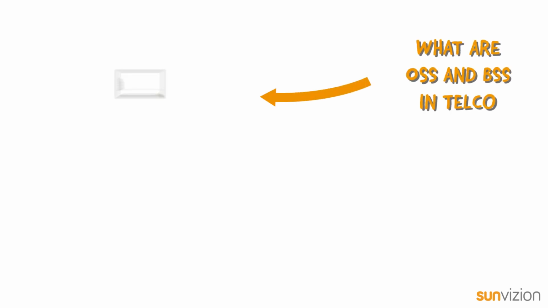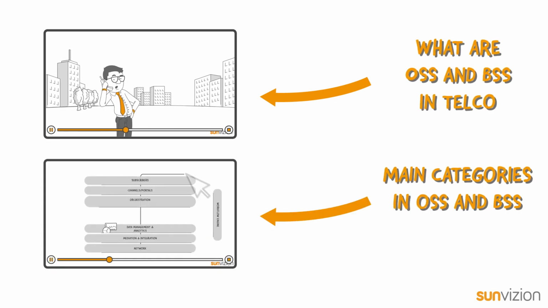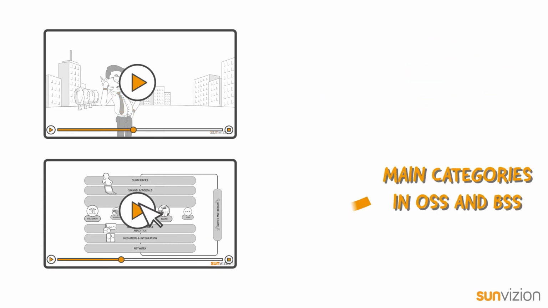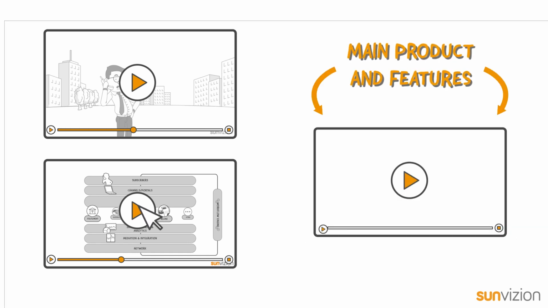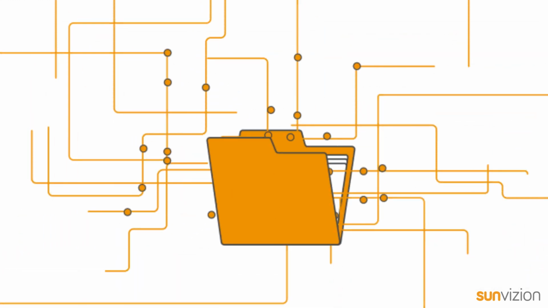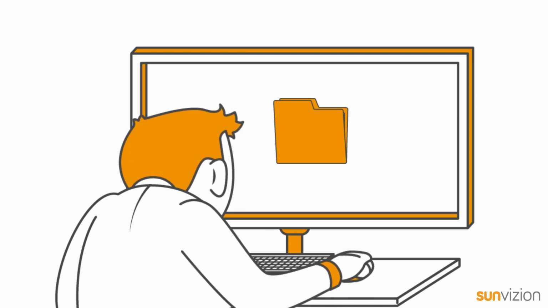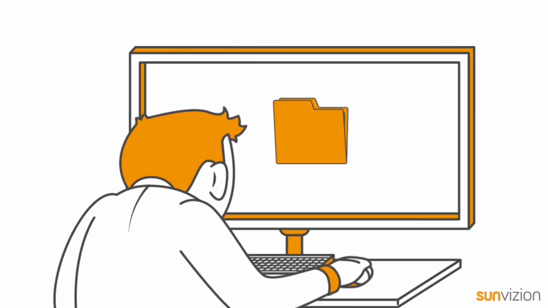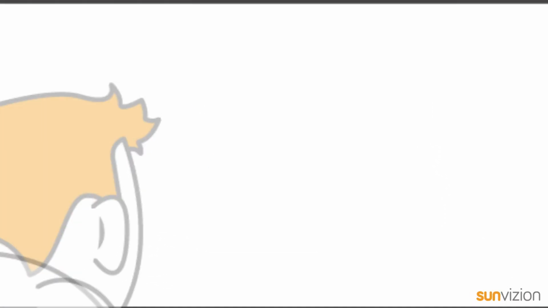In previous videos, we've introduced what OSS and BSS are and what categories they comprise of. In this video, and a series of videos that follow, we'll help to describe some of the main products and features for you. This video provides a simplified introduction to network inventory. We've chosen to start with network inventory because it is central to the operation of most OSS and BSS functions.